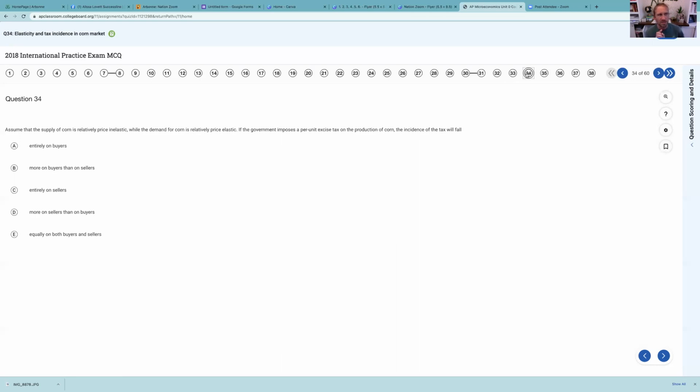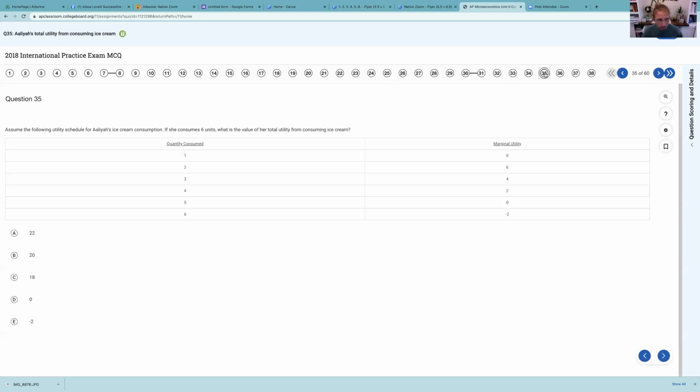So here it says the supply is relatively inelastic, the demand is relatively elastic. So because the supply is more inelastic than demand, the tax will be mostly on the sellers, not entirely on the sellers. So it's not C. It would be entirely on the sellers under 2 circumstances: if the supply was perfectly inelastic or the demand were perfectly elastic. Neither one of those is the case in this question. So it's mostly on sellers because the supply is more inelastic. So 34 is D.